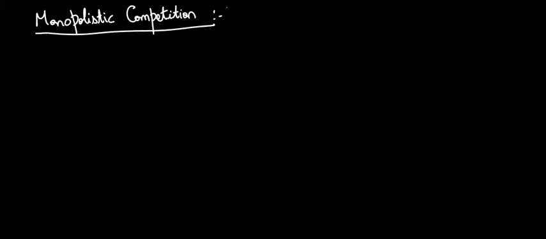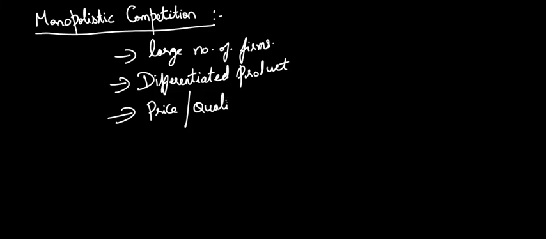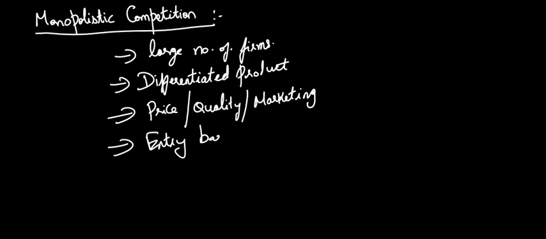Now let us go and see about the third type of competition, that is monopolistic competition. A monopolistic competition is a market in which there is a large number of firms which compete in the market, and each firm produces a differentiated product. And the competition is on price, quality, or marketing. The competition is in these three factors mainly, and entry barriers are low, and exit barriers are also very low in this industry.